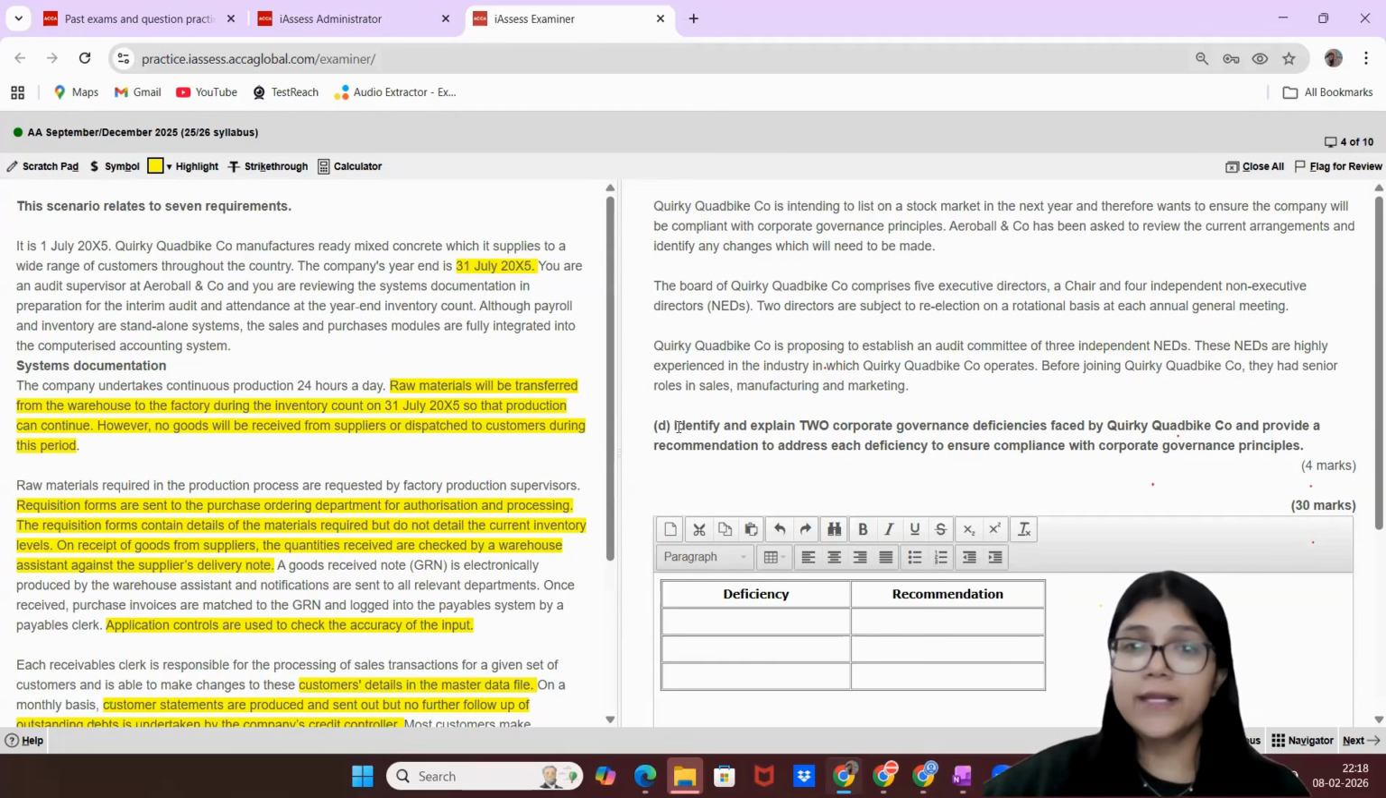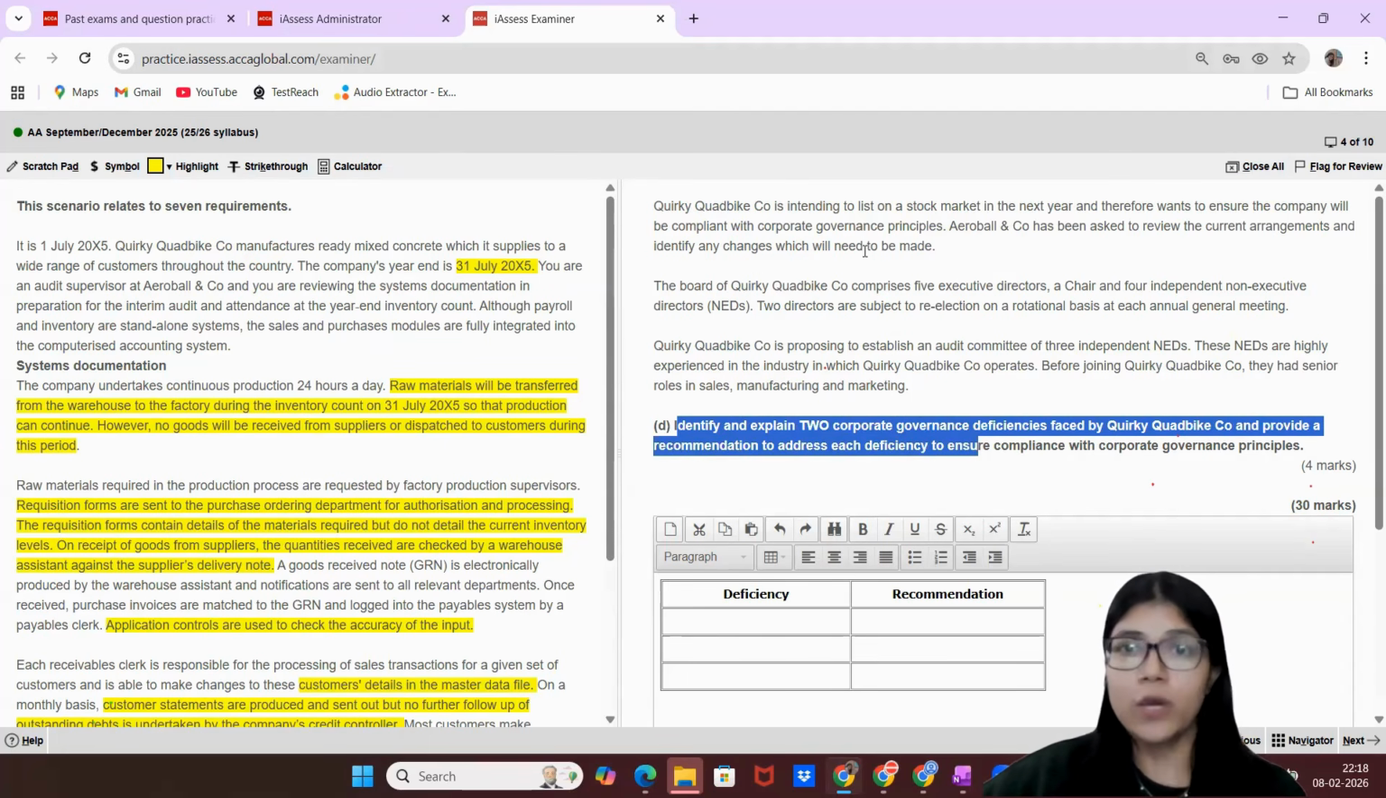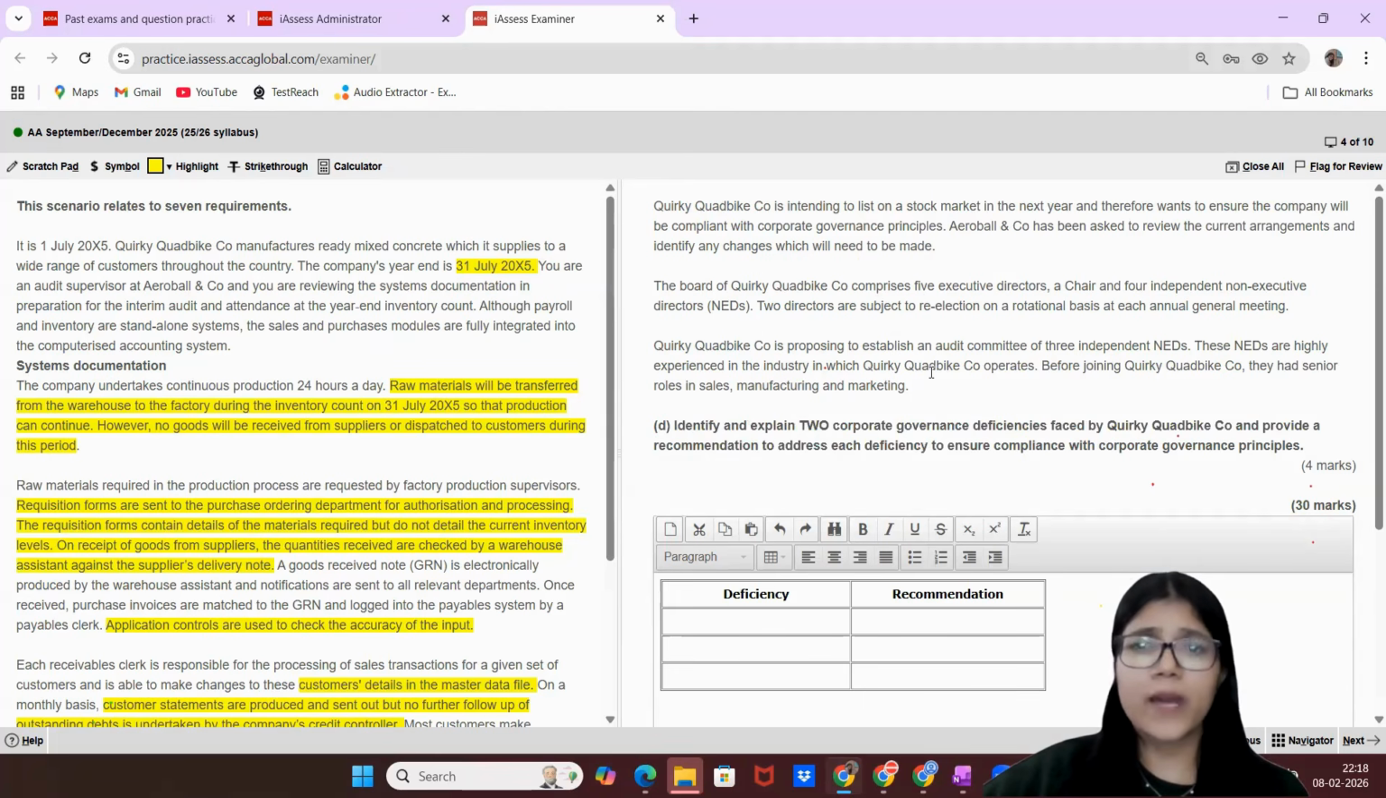It says, identify and explain 2. So you only have to explain 2 corporate governance deficiencies faced by Q company and provide a recommendation to address each of the deficiencies. So they have given you a separate paragraph over here, and from this paragraph you have to identify 2 corporate governance deficiencies.